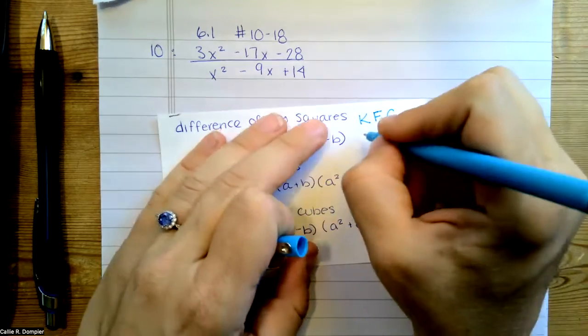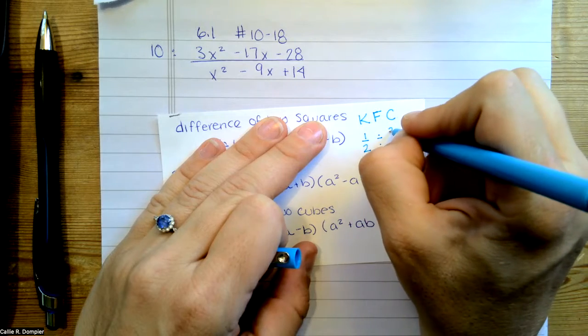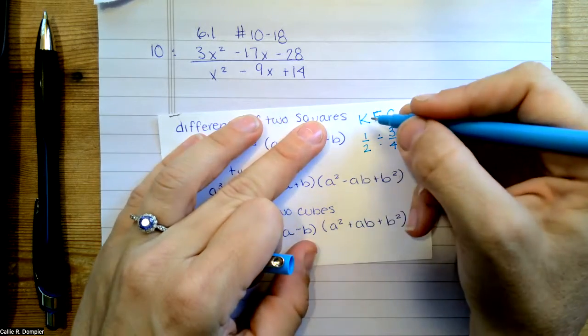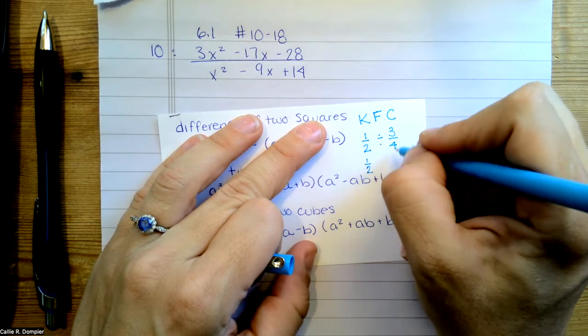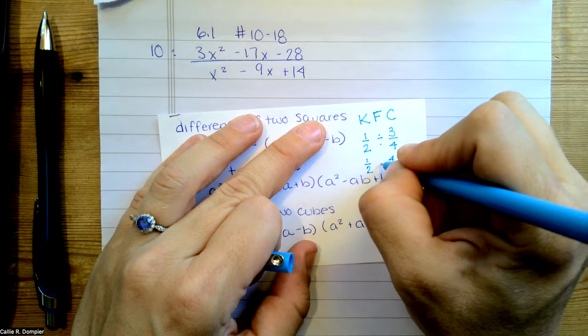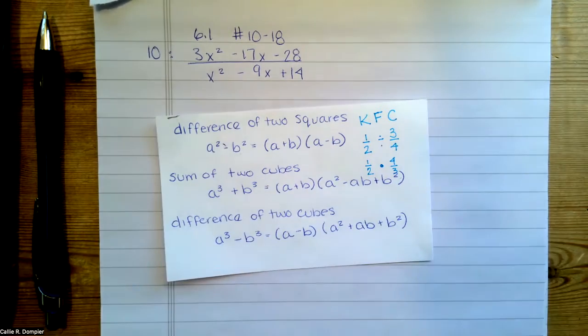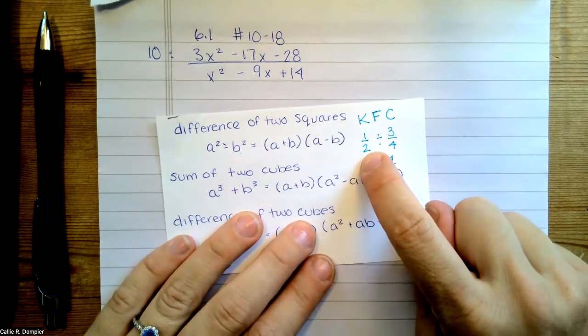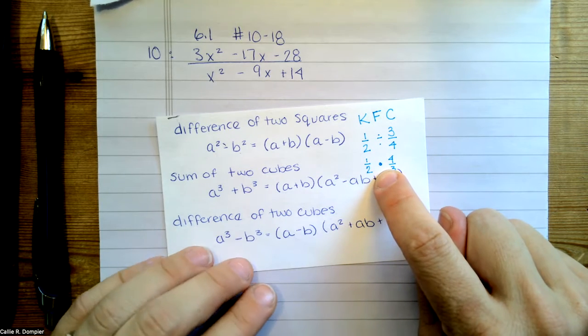The other thing we might need to use is KFC. Remember when we have fractions like 1/2 divided by 3/4, what we do is we keep the first term, so that remains 1/2. We flip 3/4 to be 4/3, and then we change that division to a multiplication sign. Okay, so this is what you need to know besides how to factor in order to have success with 6.1. So KFC is how to flip the division of two fractions into a multiplication of two fractions.